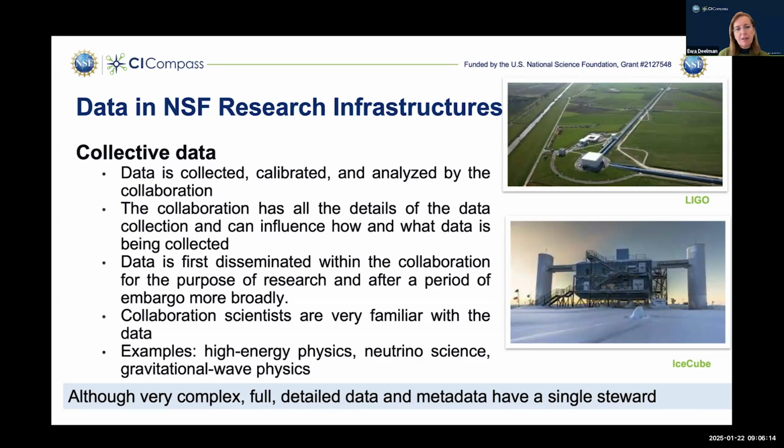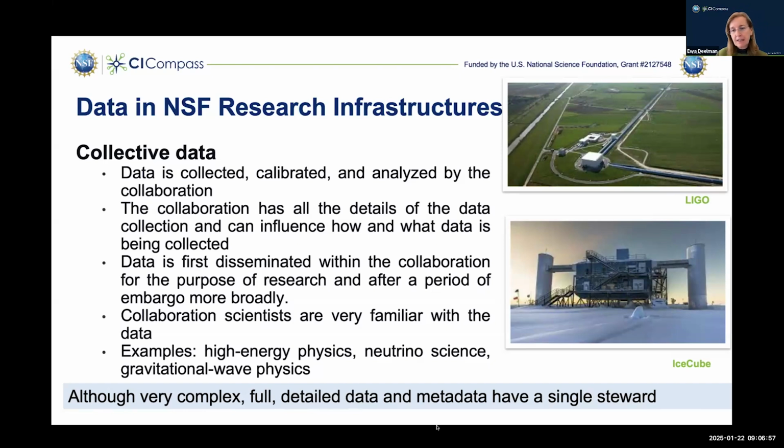So in these type of experiments, data is collected, calibrated, and analyzed by the collaboration. This collaboration has all the details of the data collection. They can influence how the data is being collected. They often build the instruments that do the data collection. And then the data is typically first disseminated within this collaboration for the purpose of research. And after a period of time, the data is then disseminated more broadly, and additional data products may be derived from that at that stage, and also by the larger community.